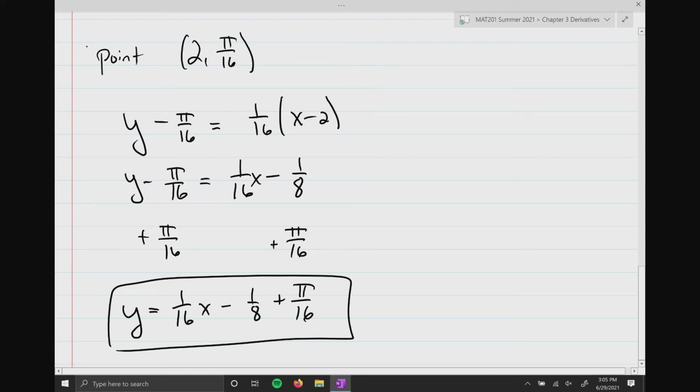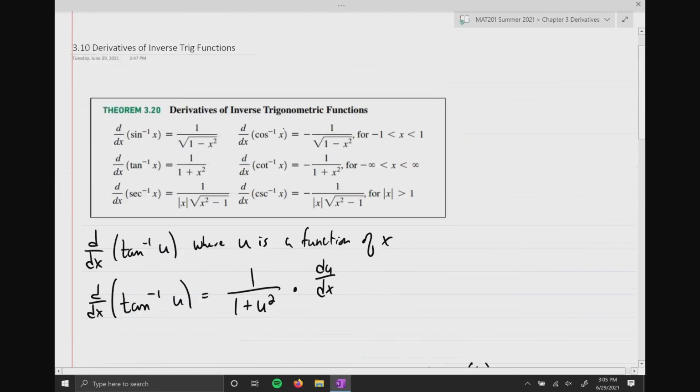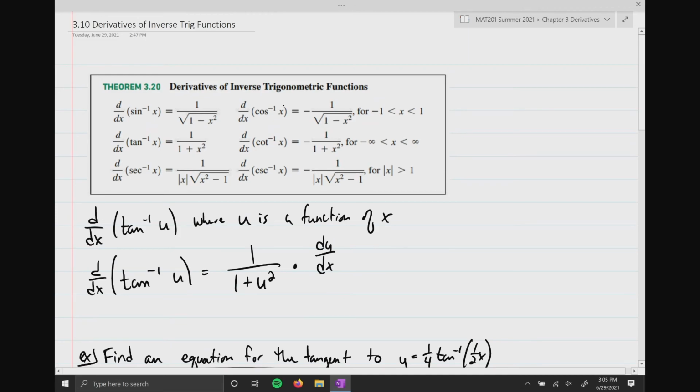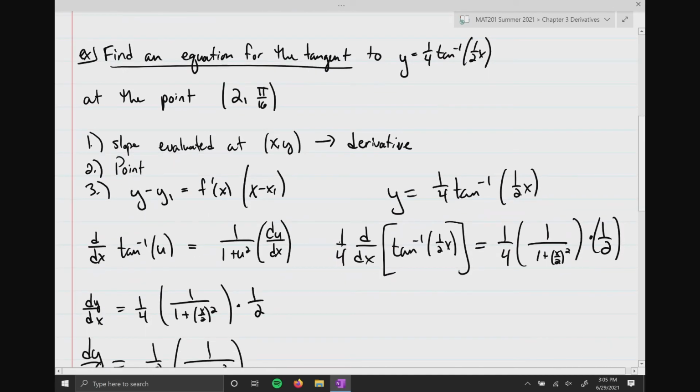And that's it. So the key to doing inverse trig functions is just following the formula. That's it. So I hope that helps. That's going to be it for chapter 3.